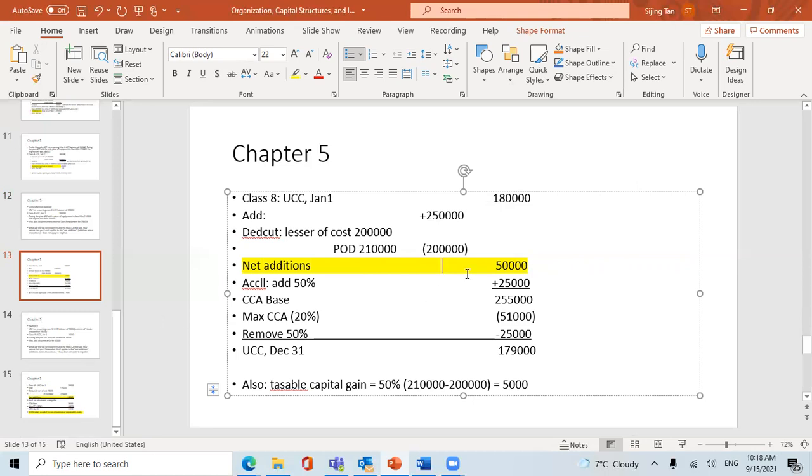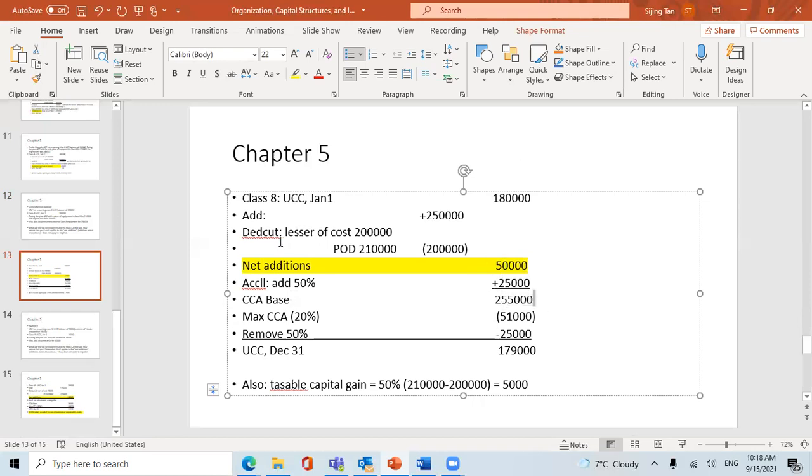Then we will use our accelerated investment incentive rules. We add 50% of the net addition. That is $25,000, right? Now our CCA base will be $255,000. Yeah, so the total will be $255,000, our CCA base.